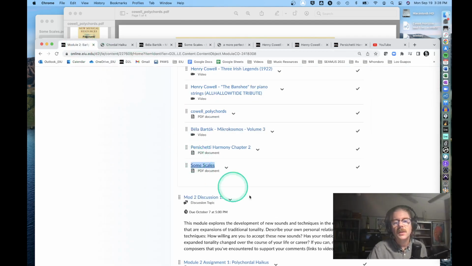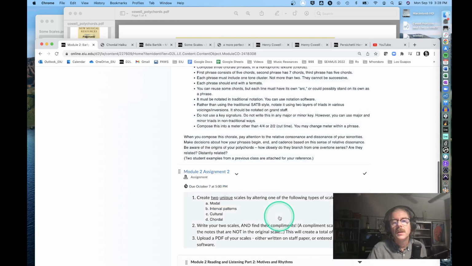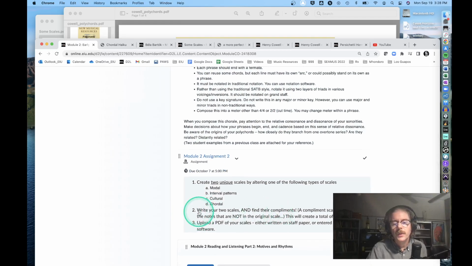So write 2 scales that have been altered in some way. And then I'm looking for their complements. So I wish I had a whiteboard to describe this with, but a complement scale is a set of notes that aren't in the original scale that, put together, the 2 scales would make the chromatic scale.